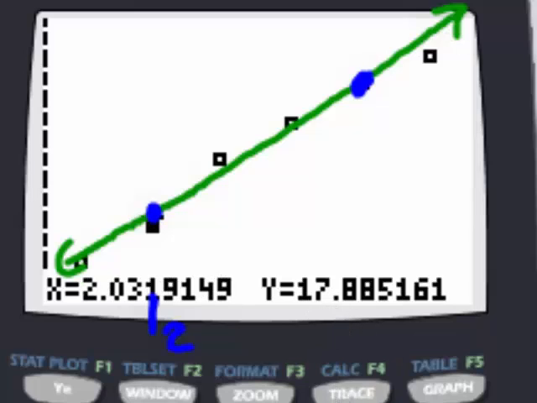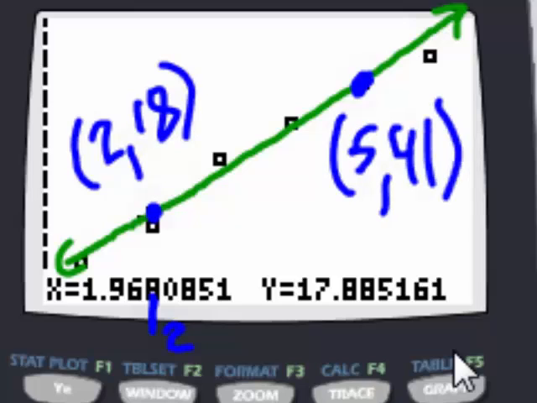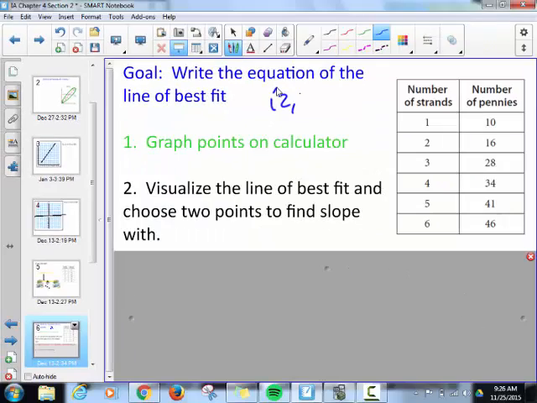Now let's go with 18. 18 seems like a good number, right? I'll go with 18, okay? So this is about (2, 18). I'm going to grab that point as well. So (2, 18) is one of my points. And this other one right here was (5, 41). So I'm going to write those points over here. So I got (2, 18) and (5, 41).